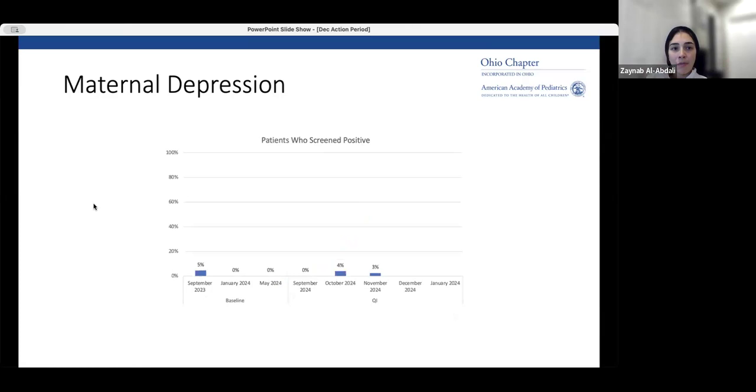Of those that were screened, we are seeing 3% of those that screen positive. So again, it's a very low percentage. We hope to keep it low, and provide resources to those that do test positive. Next slide, please.